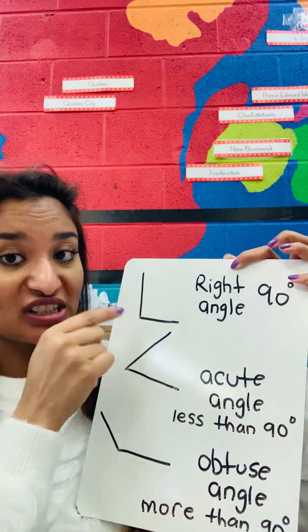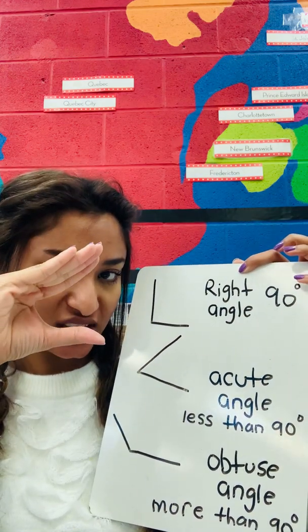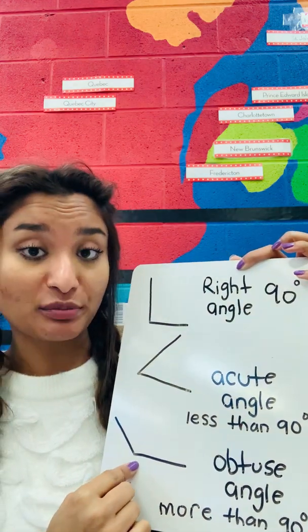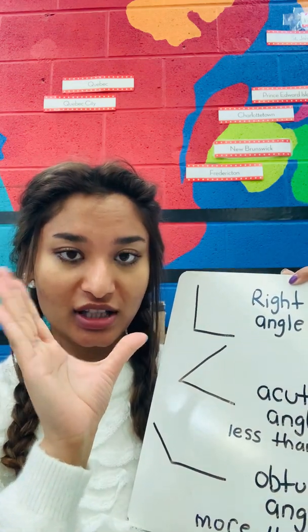Right angle opens straight up and down. Acute angle closes in. And obtuse angle, opposite. So it opens wider. Okay?